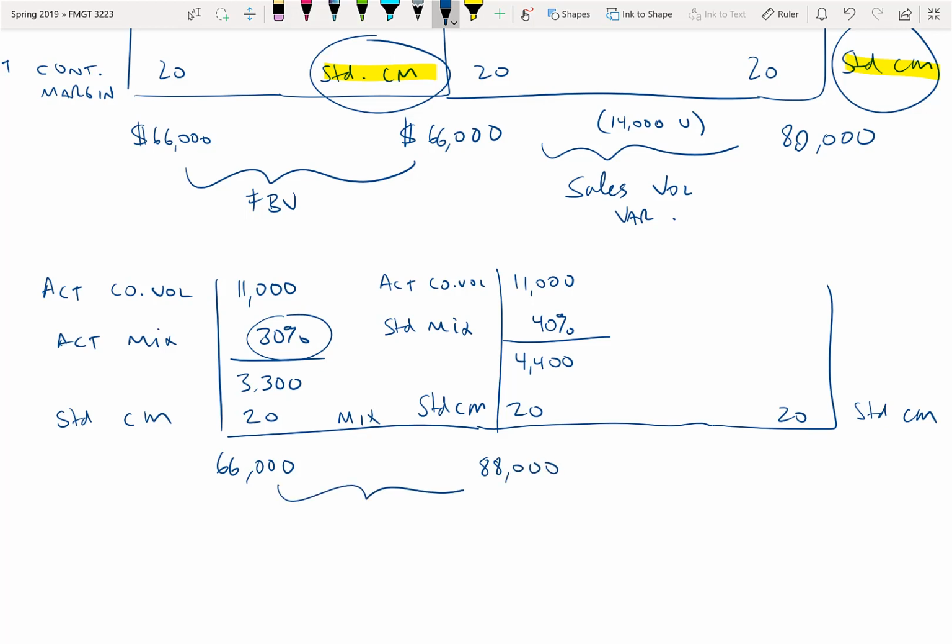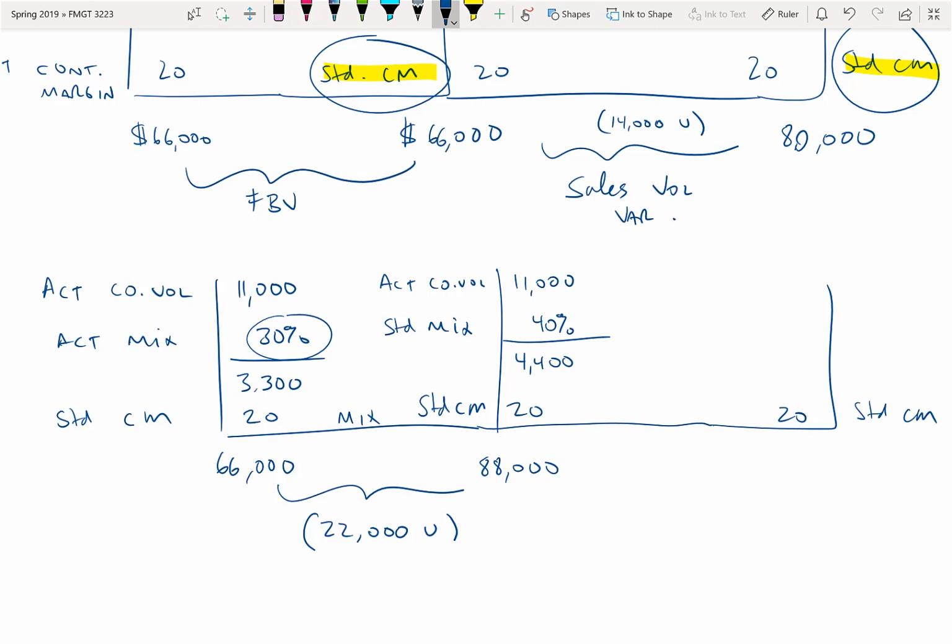So what we see here is we've got a fairly large unfavorable variance of $22,000. And it's unfavorable because the mix shifted away from the tickets that made us more money. And in fact, we ended up selling more tickets in the upper bowl.